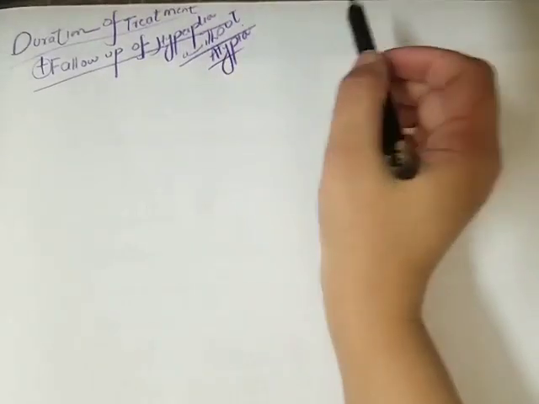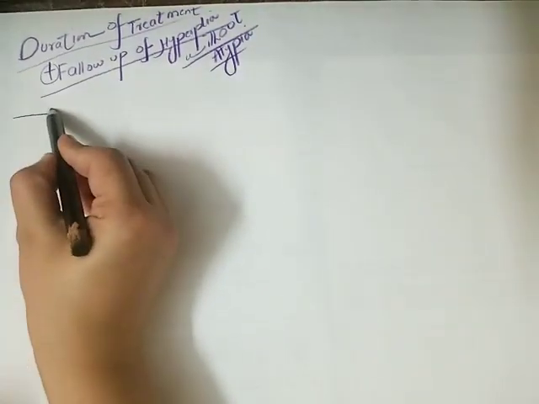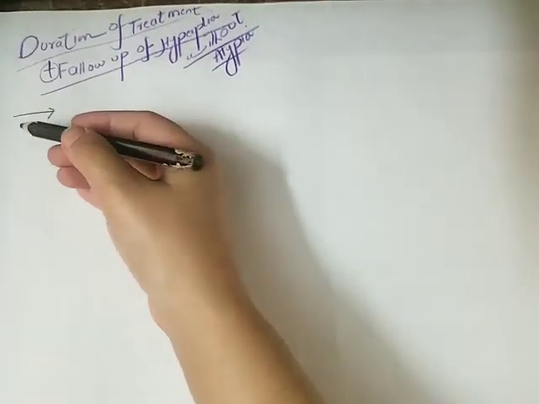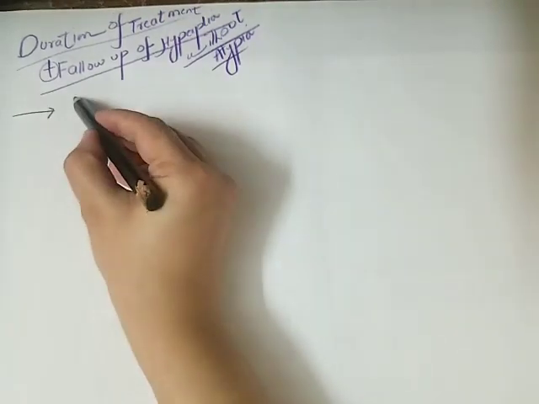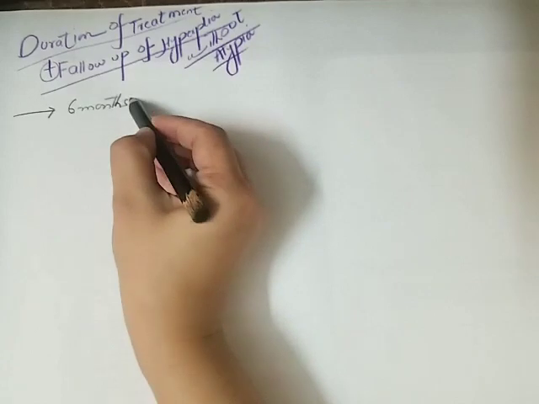Now come to the duration of treatment and follow-up of endometrial hyperplasia without atypia. It is written that both oral progesterone and levonorgestrel should be used for at least 6 months, in order to induce histological regression of endometrial hyperplasia without atypia.